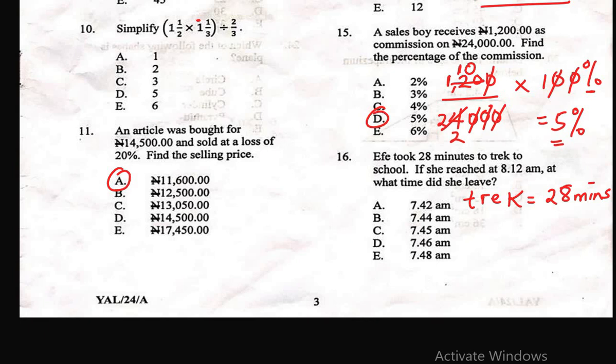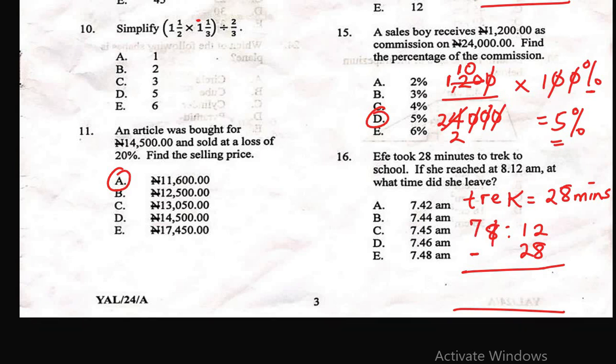If she got to the school at 12 a.m., at what time did she leave? Subtract 28 minutes from when she got to school, you get the time elapsed. 12 minus 28 is not possible. Of course, this 8 is 8 hours. So borrow 1 hour from 8 hours, you'll be left with 7 hours.